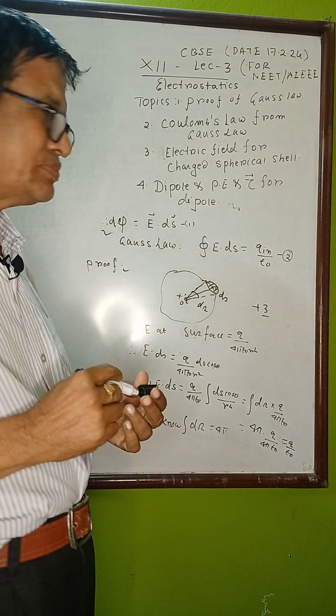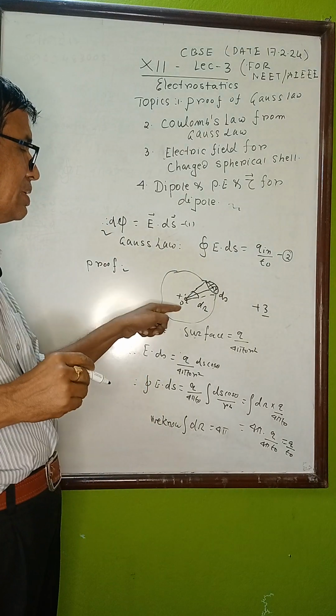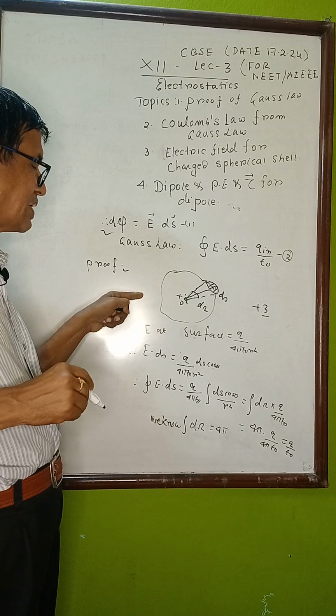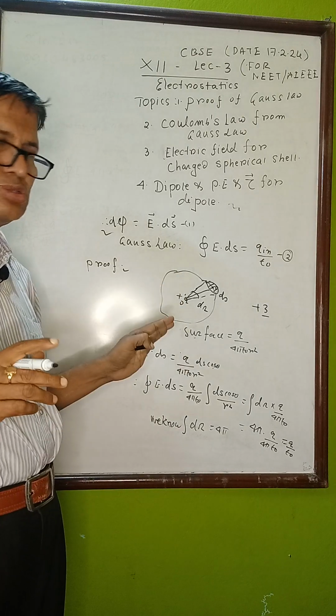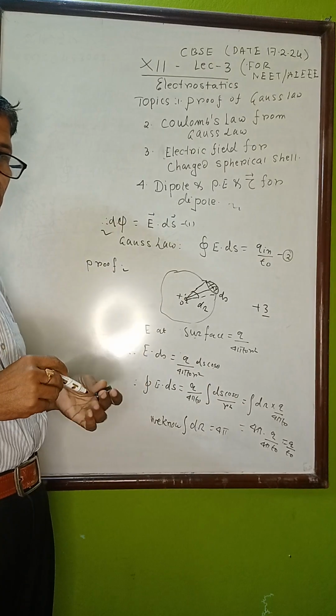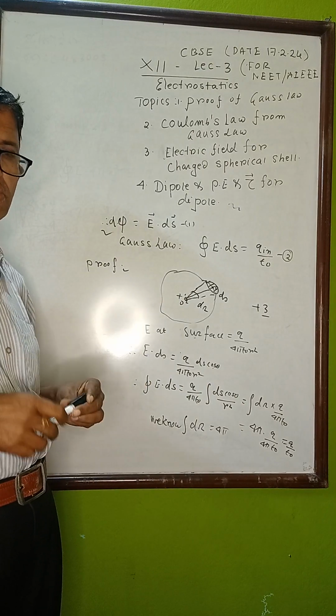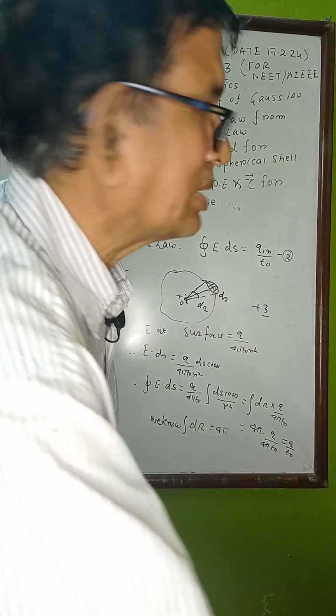Always remember that if another charge is outside, the total flux through the Gaussian surface for a charge not enclosed will be 0. That means outside charge is not considered for Gaussian theorem calculation.